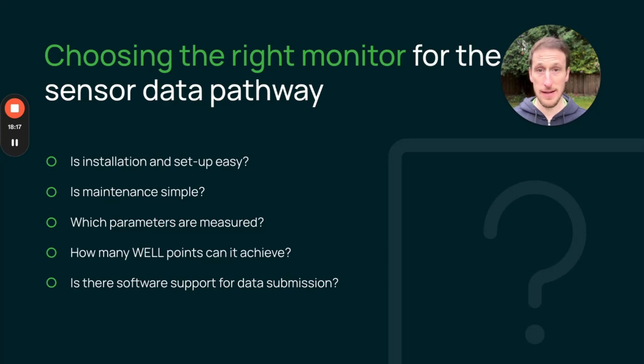How many WELL points can it achieve? Not all sensors are going to be able to deliver the same number of points within WELL. And that is obviously a really important metric as you're trying to get that WELL Gold, WELL Platinum.